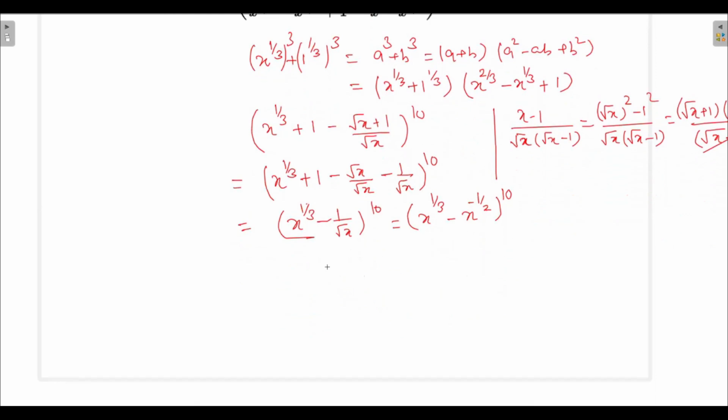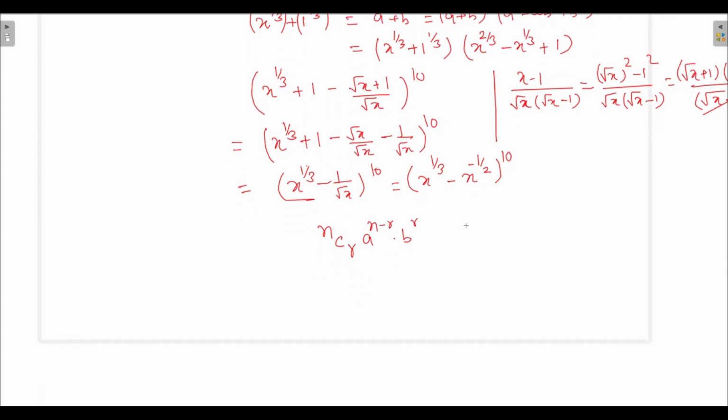So the general term for this one will be 10CR. This is the rth term, or I think like the r plus 1th term you could call it, or T_r term, or whatever. So this is what is my general term. This is nCr a raised to the power n minus r. So let me first write that expression itself and then we will write this down. So this is nCr a raised to the power n minus r into b raised to the power r. So this is the general term of the expansion of (a plus b) raised to the power n.